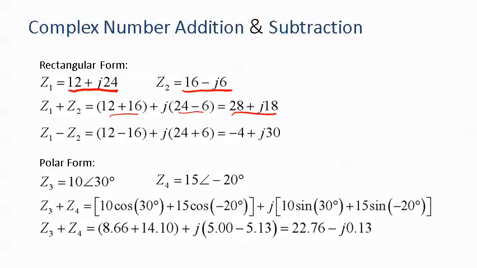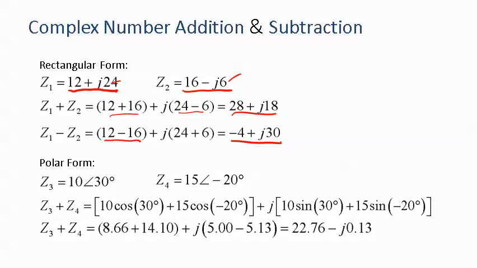If I take the difference, it's similar. Since I am subtracting z2 from z1, I will take 12 minus 16 for the real part. And for the imaginary part, I'll be taking 24 minus j6, which is actually plus j6, or 24 plus 6 for the imaginary part, or j30. So minus 4 plus j30. Okay, that's pretty easy. So adding and subtracting complex numbers is easy if they're in rectangular form. Of course, if your calculator does this all automatically, then you don't have to worry about that.